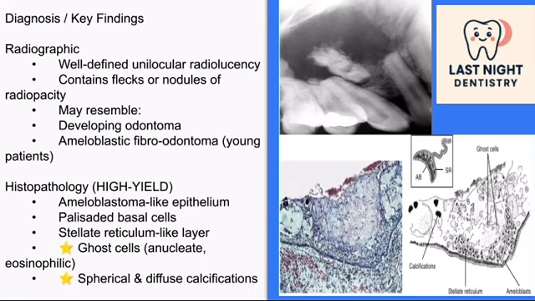Now moving to the histology, ameloblastoma-like epithelium with palisaded basal cells is seen, along with a stellate reticulum-like layer. Ghost cells are the ones to look for. They are anucleate eosinophilic cells, as I have told you, and spherical and diffuse calcification can be seen here. Remember, ghost cells are the diagnostic anchor for your exam. So wherever you see ghost cells, you may consider it a COC.